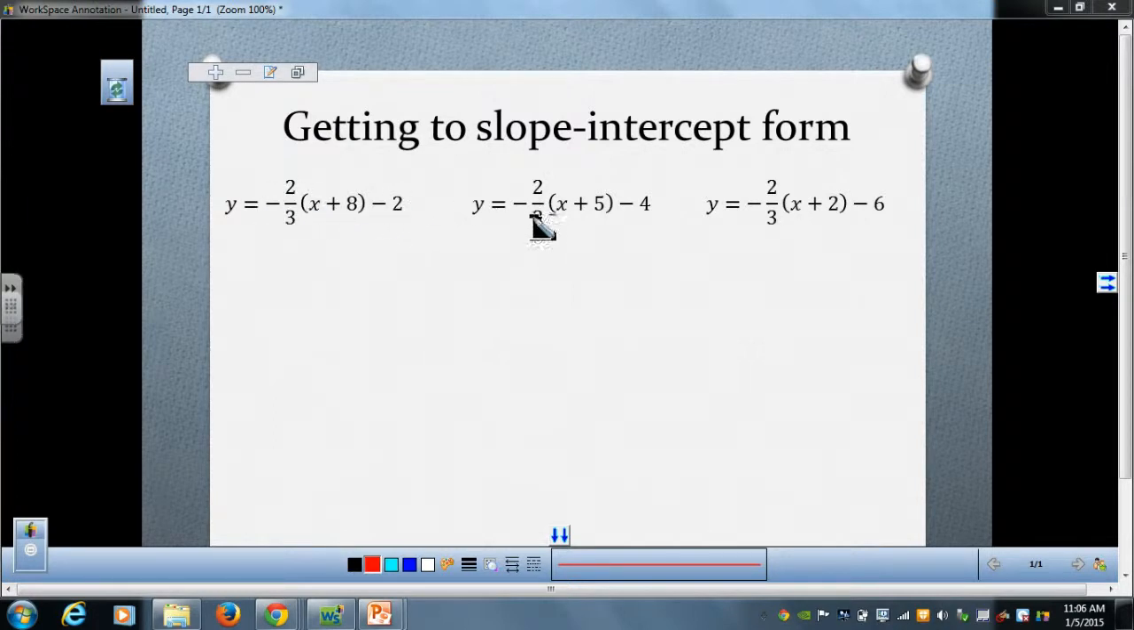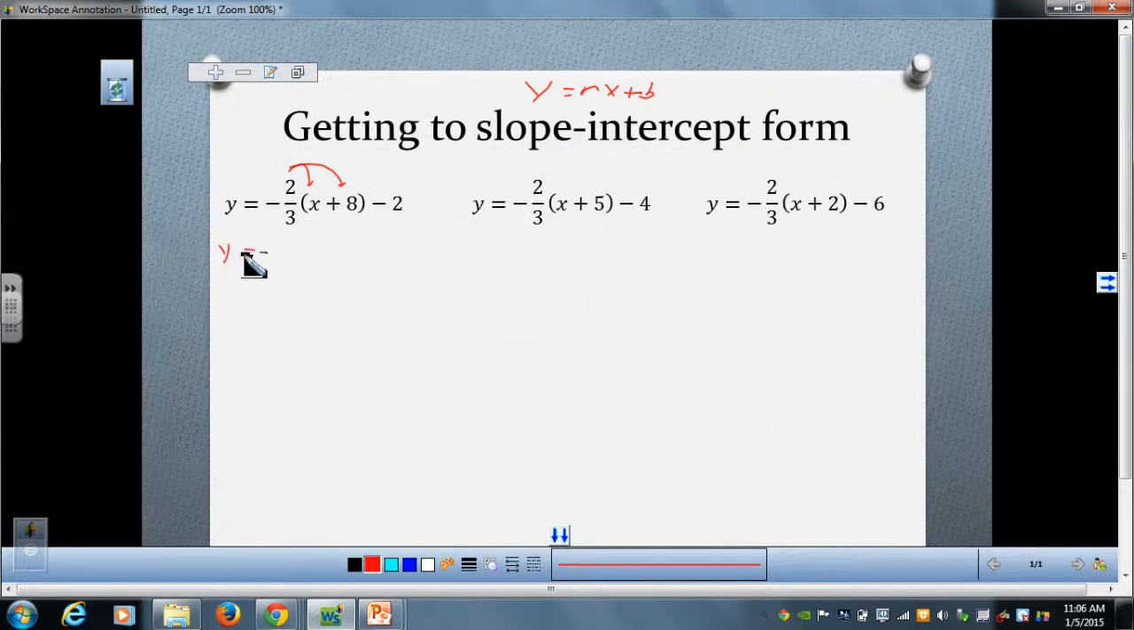Now, what I have are three equivalent forms that could have been written from a graph of the same line. Notice they all three have the same slope, but they have different initial points. If we think about slope-intercept form, we know that is y equals mx plus b. So we want to change this so that it looks like y equals mx plus b. The first step is to distribute our slope to the two quantities inside of our parentheses. If I do that, I get negative 2/3 x minus 16/3.